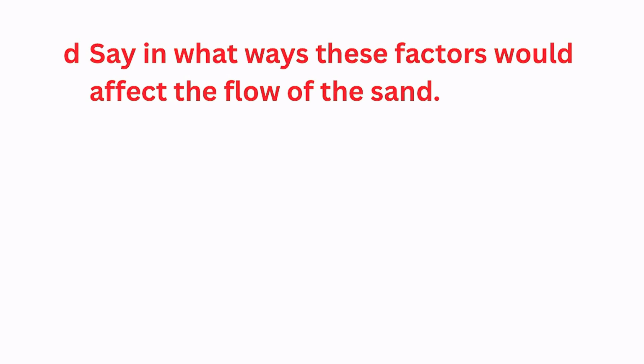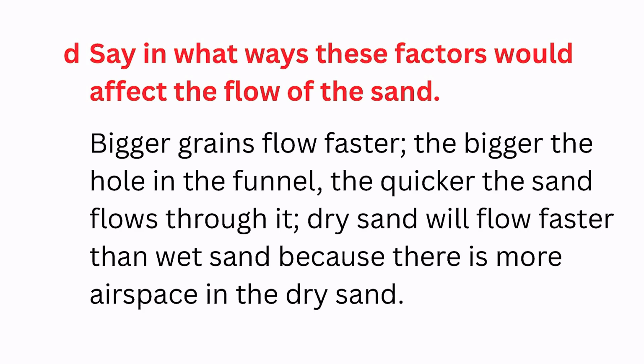Question number D. Say in what ways these factors would affect the flow of the sand. Bigger grains flow faster. The bigger the hole in the funnel, the quicker the sand flows through it. Dry sand will flow faster than wet sand because there is more airspace in the dry sand.